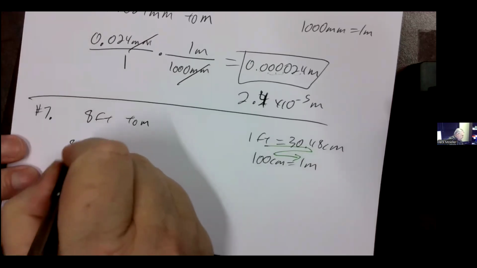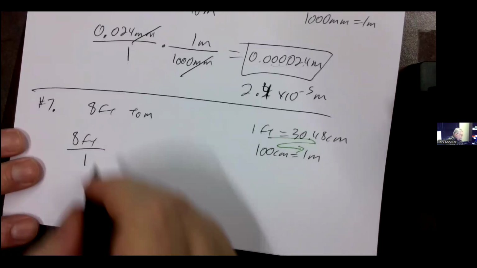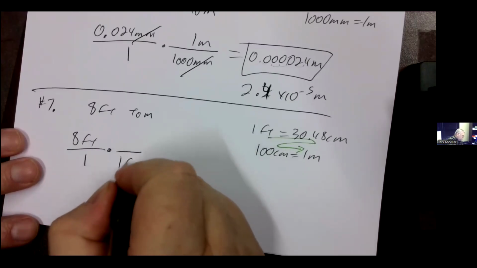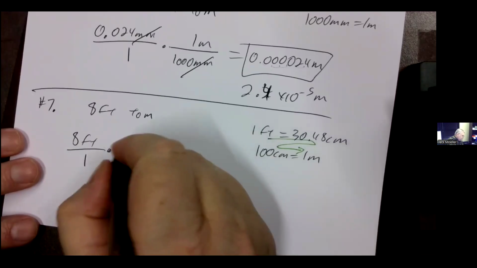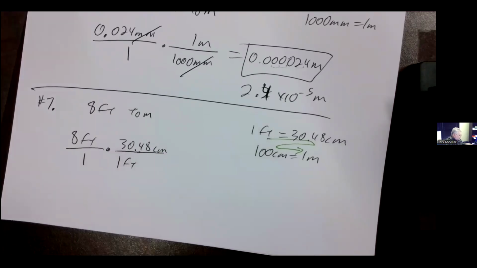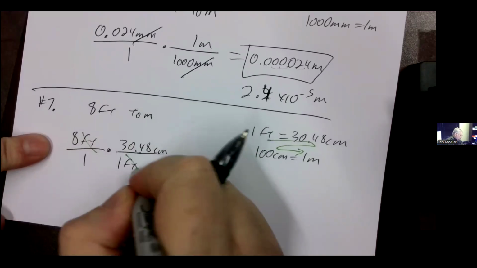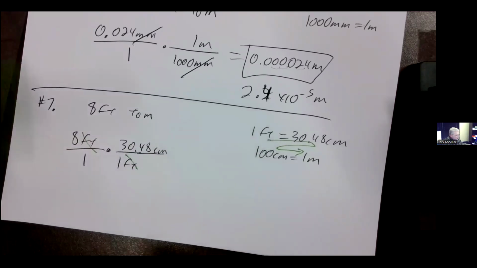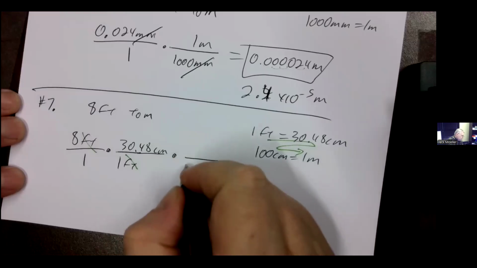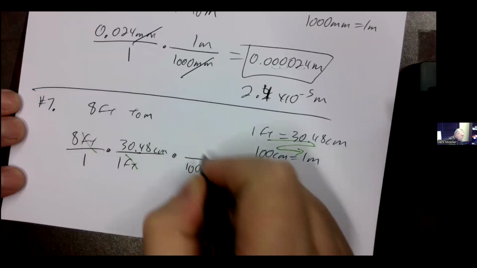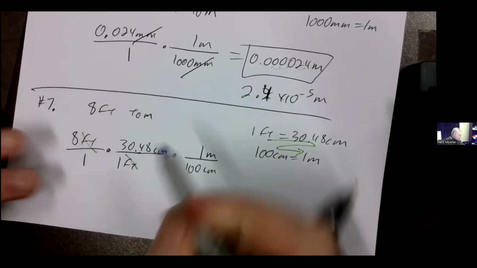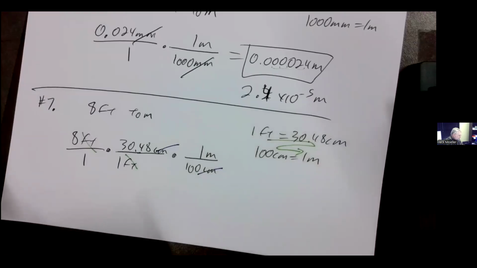We're starting with feet. Put that over 1. We need to get rid of feet, so that 1 foot goes on bottom. 30.48 centimeters goes on top. So now we are done with feet. Now we need to convert centimeters to meters. So centimeters needs to go on bottom. 100 centimeters is 1 meter. Now the centimeters are done.